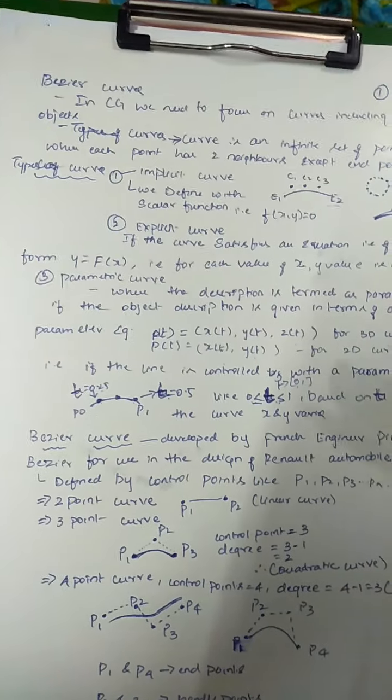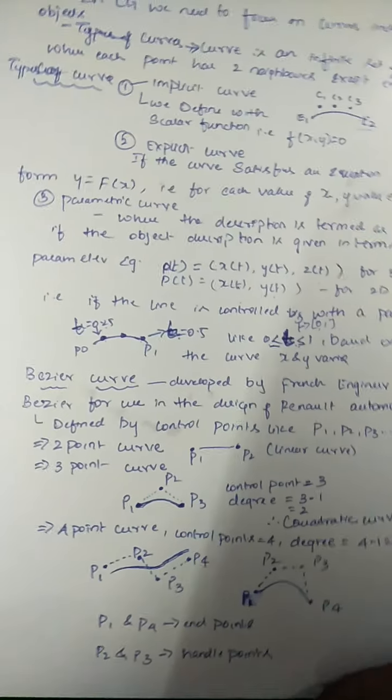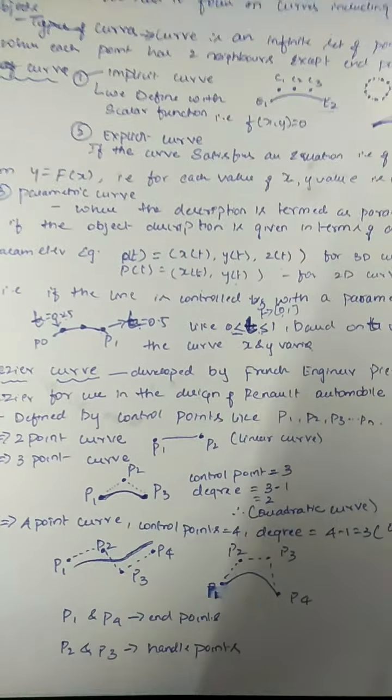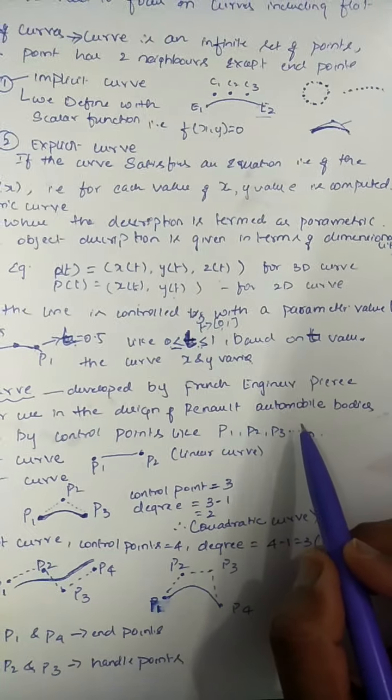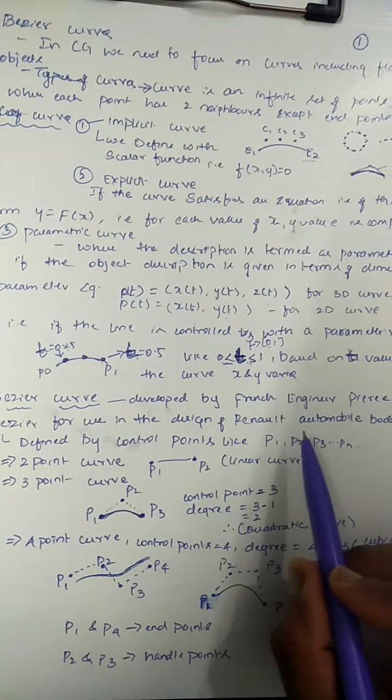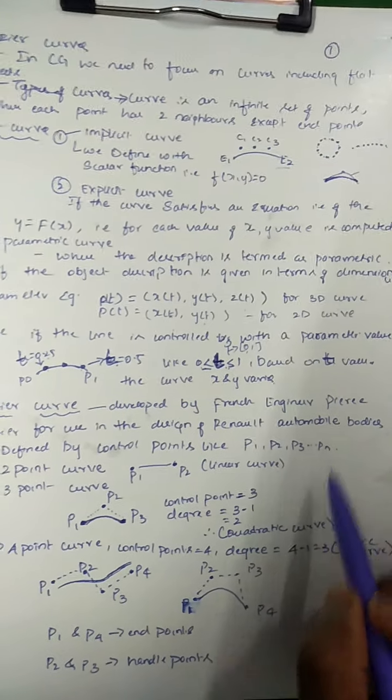So this property holds even for the Bezier curve. So what is this Bezier curve? This is one kind of curve. It was developed by the French engineer Pierre Bezier, and it has been used in Renault automobile bodies.